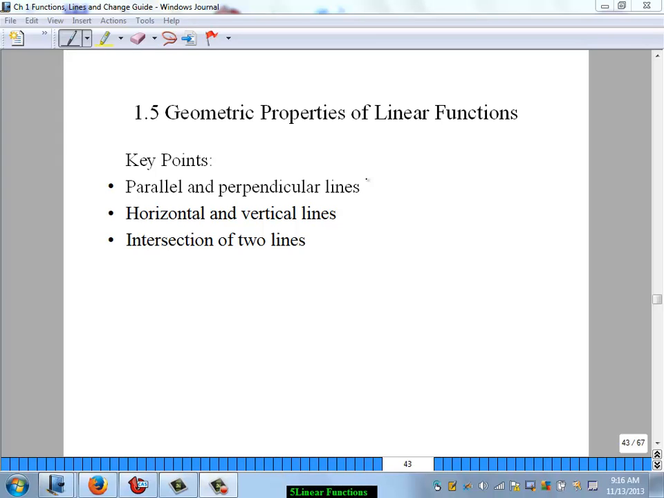1.5, geometric properties of linear functions. The key points are we're going to talk about parallel and perpendicular lines, horizontal and vertical lines, and the intersection of two lines.